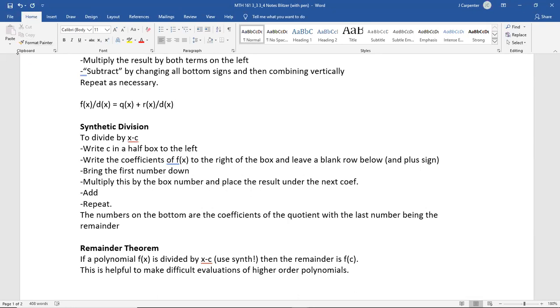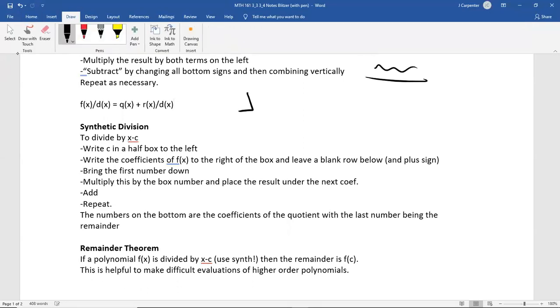So you wrote a little number in a half box. Let's say we had some function and we were dividing by x minus 3. That means you put 3 in this half box. Now, if the top was, say, 1x squared plus 3x minus 5, then to the right of that would go the 1, the 3, and the minus 5. You draw a line and a plus sign. Remember, this 3 has changed signs from what you see in the bottom originally.